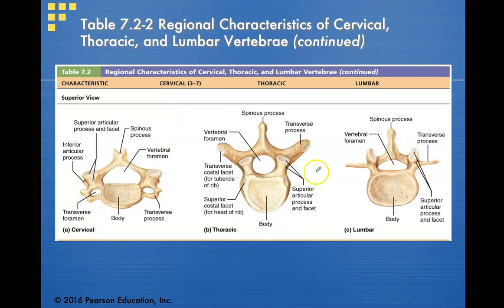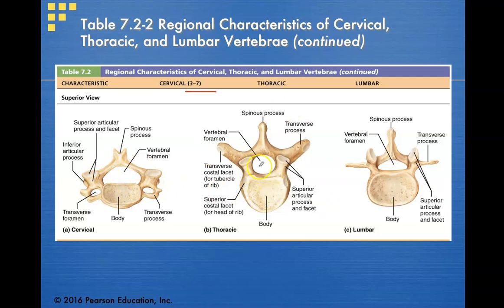So this is a nice side-by-side. I like this again, comparing the cervical vertebra. Again, remember this is just C3 through C7 because C1 and C2 are the atlas and the axis. They're the special ones. But again, you can see those transverse foramen, okay? And then that vertebral foramen is fairly large there.